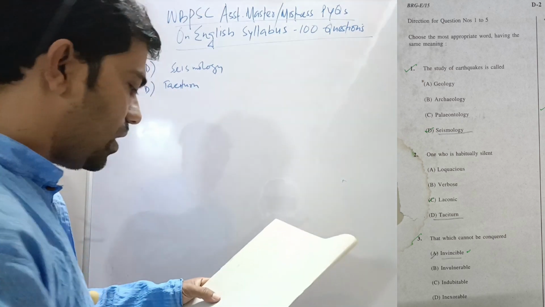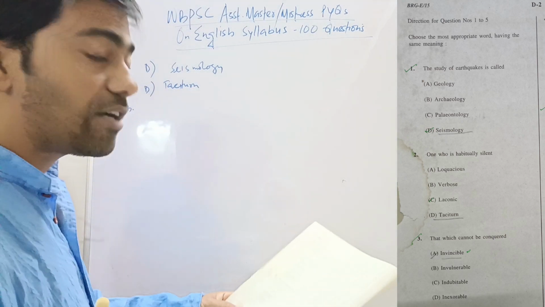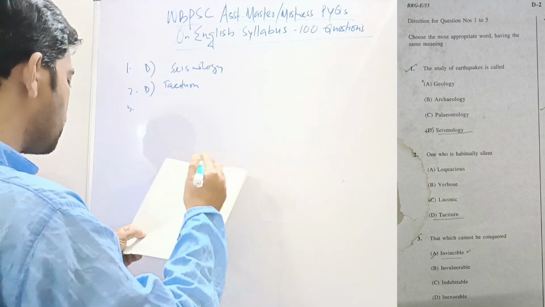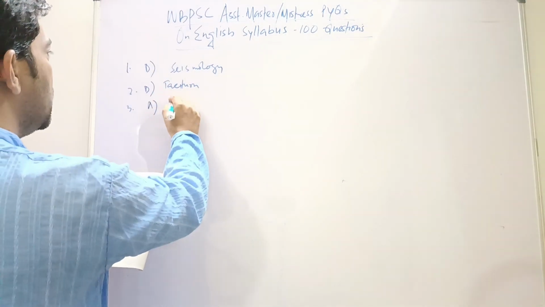3, that which cannot be conquered. That which cannot be conquered: invincible. We know that. Invulnerable, indivisible, inexorable, not a number. Invincible.